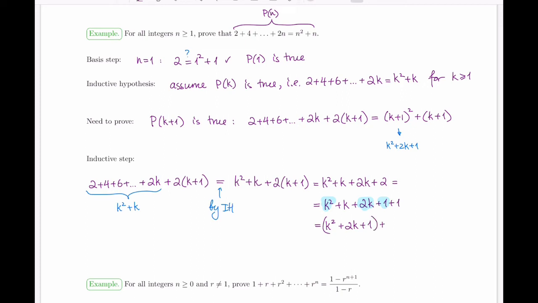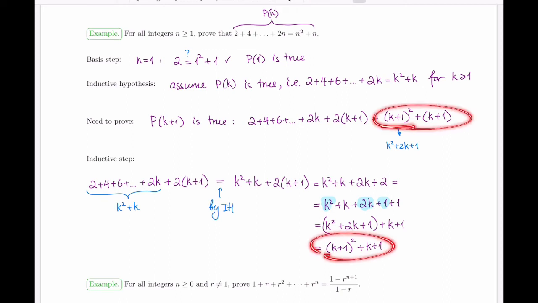And what do I have left over that I haven't highlighted? I have the k and the 1. So k plus 1. So now I know that this, what's in the brackets, will give me k plus 1 squared. And what I have left over is k plus 1. And that is exactly the expression that I needed to actually prove. So we're done.